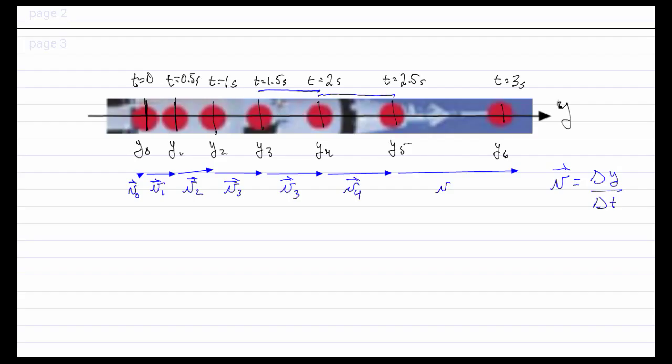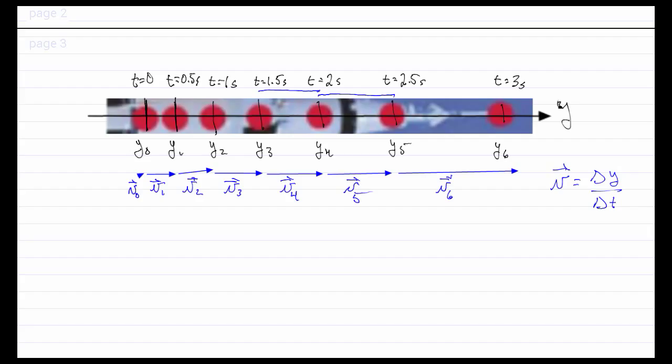And v5. I did two v3s. Alright, let me just fix that. Okay, so these are our velocities.